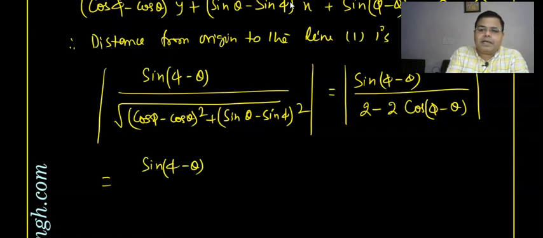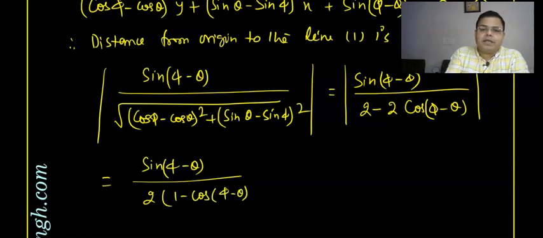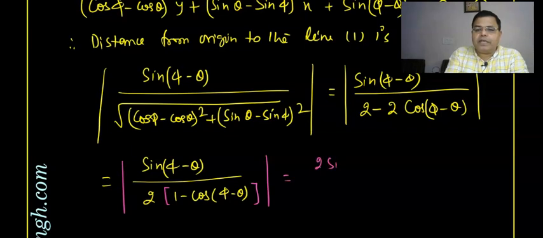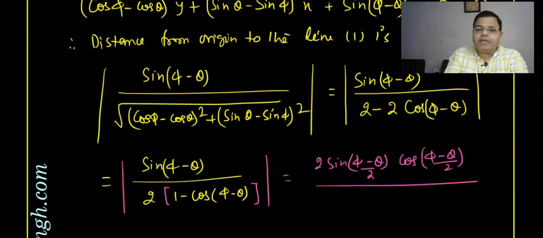This can be written as 2 into 1 minus cos of phi minus theta. And you know 1 minus cos theta is what? 1 minus cos theta is 2 sine square theta by 2. So this can be written as 2 sine of phi minus theta by 2 cos of phi minus theta by 2 over 2 sine square of phi minus theta by 2.